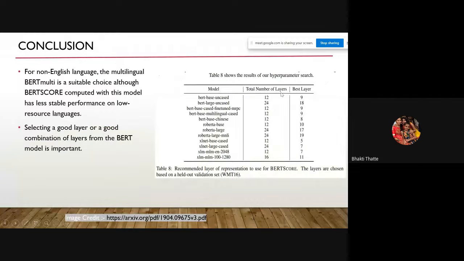So this is the table which gives us the number of layers and the best layer for the BERT model. Selecting a good model or a good combination of layer from the BERT model is very, very important. If you see, this is BERT base multilingual cased, which is 12 layer and the best layer is 9. So this is what is shown in the table.